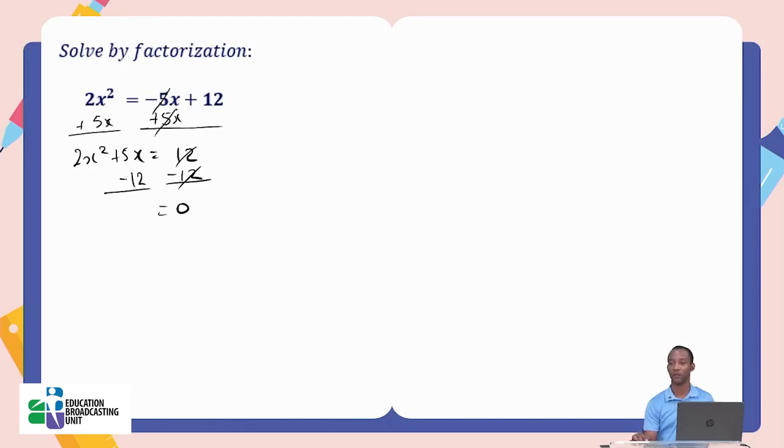On the left-hand side, notice that these are all unlike terms. So we simply write back the 2x squared, the positive 5x, and a constant term, which will be the minus 12.